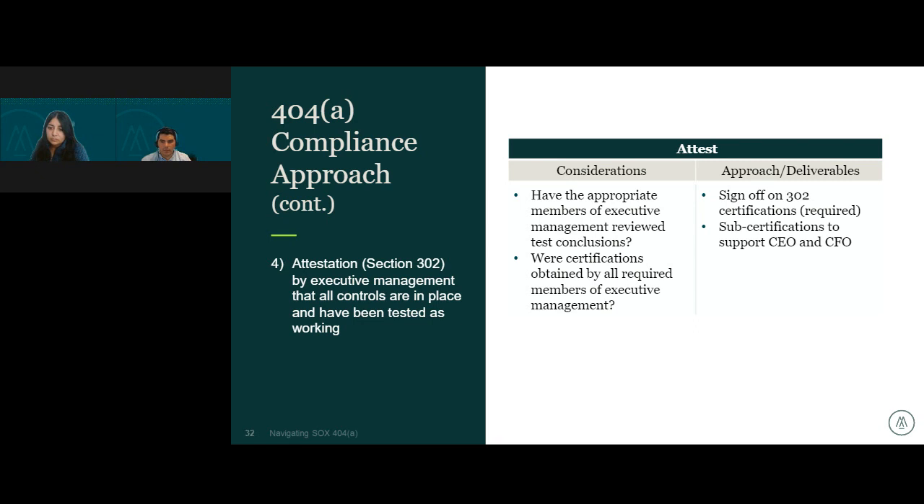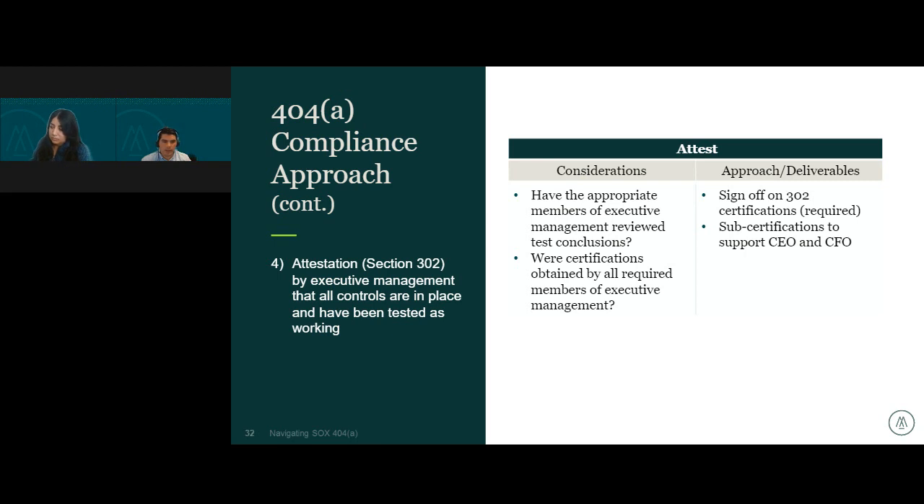Those CEO and CFO will need to sign off on that 302. A way to lower the risk around this is to perform sub-certifications from another layer of management that's closer to the controls, to get their certification as a way to lower the risk, followed by the 302 certifications performed by the CEO and the CFO. And this wraps up the 4-step approach.